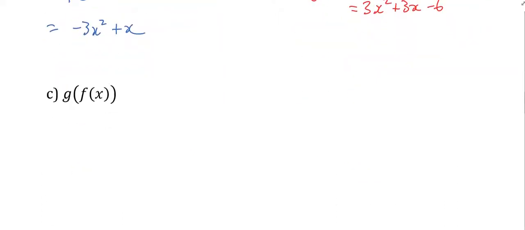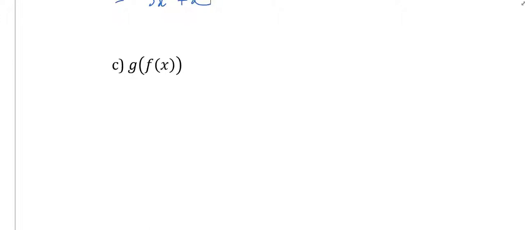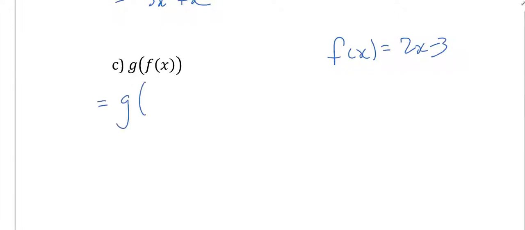Okay, one more. G at f at x. What does this mean? Well, what is f at x? Remember, f at x is 2x minus 3 from the beginning of the question. So this is g at that. And remember what I said, for this notation, you just stick that in place of x everywhere, but now we're talking about g. So g is x squared plus x minus 2. And what's my x? It's 2x minus 3.